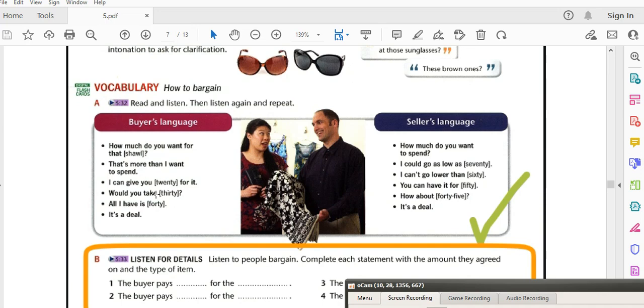Seller's language. How much do you want to spend? I could go as low as 70. I can't go lower than 60. You can have it for 50. How about 45? It's a deal.